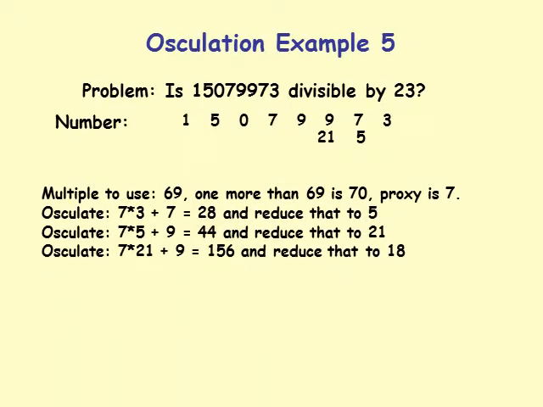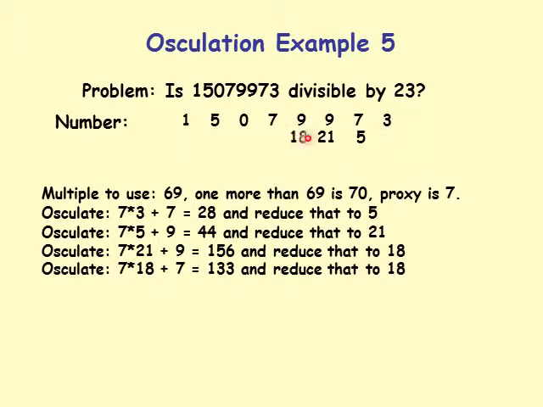Now we osculate this 21 on the right and 9 on the left. 7 is the proxy, so 7 times 21 plus 9 is 156. We take away 138, which is 23 times 6, and get 18 left. Now we osculate 18 on the right and 7 on the left. 7 times 18 plus 7 is 133. We reduce that to get 18 here.